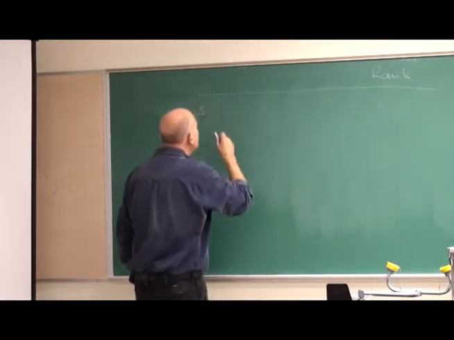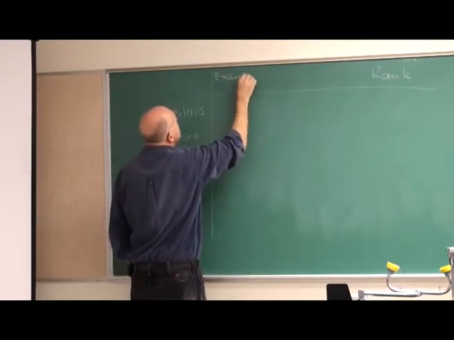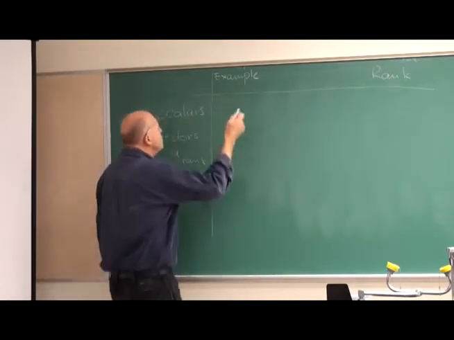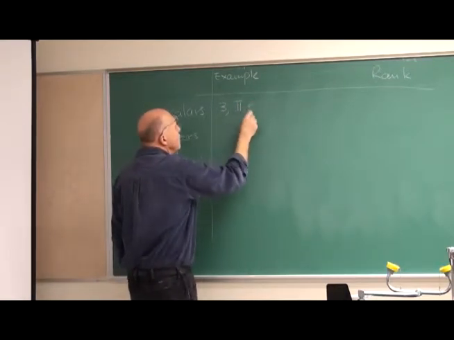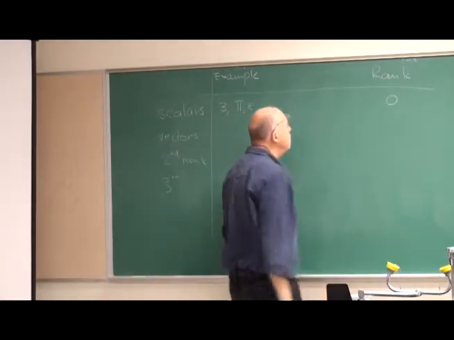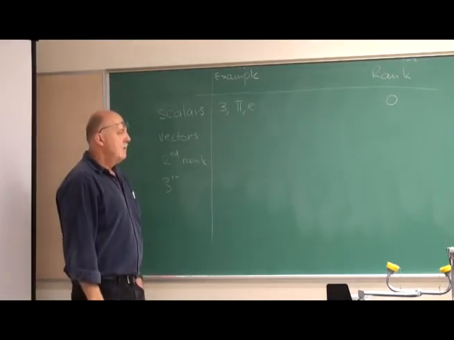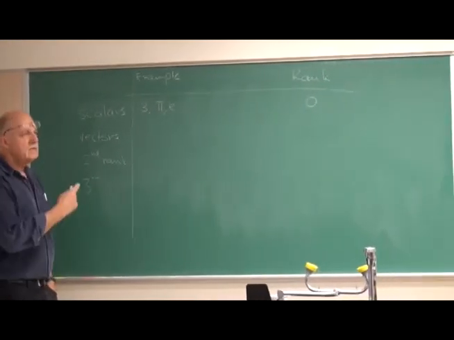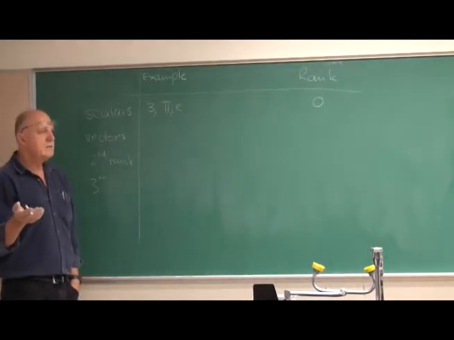So we can think then of scalars, with some examples here. Scalars are the number 3, pi, e, and so on. So we think of these as tensors of rank 0. How do these transform? If I change my coordinate system, what happens? Nothing. Nothing happens. Good.